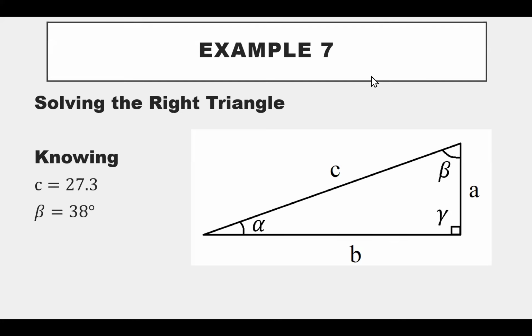Now, not every time are we going to have angles that are nice 30 degrees and 60-degree angles. Here's an example. This is example 7, where it's asking us to solve a right triangle. And it gives us that the angle beta is 38 degrees and the length of the hypotenuse is 27.3. I want you to push pause on the video, try this on your own. In a couple of seconds, I will show you how it's done on the video.